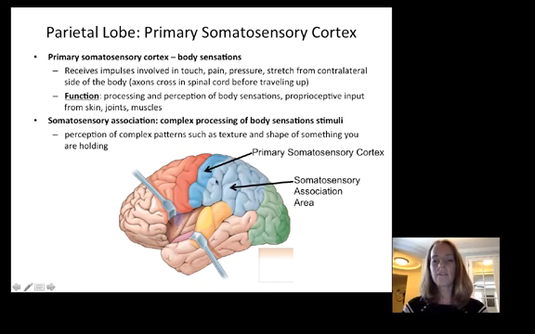Behind that area, we have the somatosensory association area, which will be more complex patterns. So the primary somatosensory cortex might be, there is a touch felt on my finger. The somatosensory association areas might be, oh, that is something soft, or that is something rough, or I feel a blanket. That might be more of the association, or attributing the texture and shape of something that you're holding, for example.